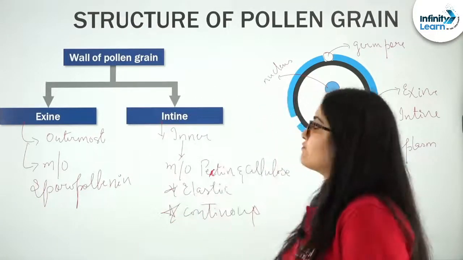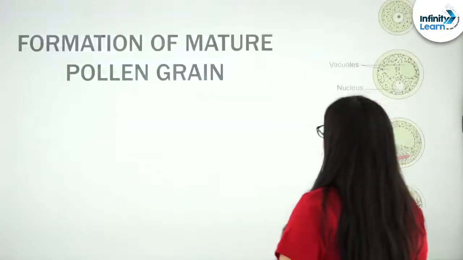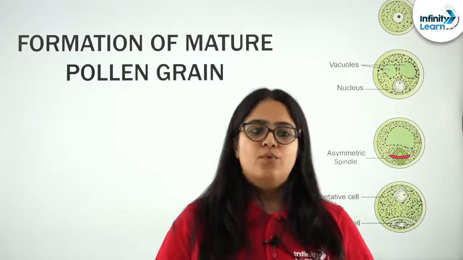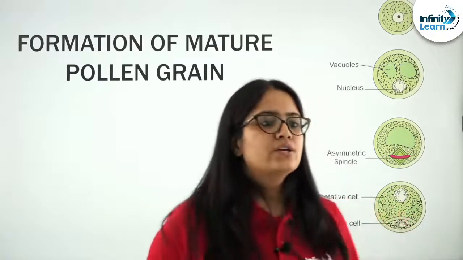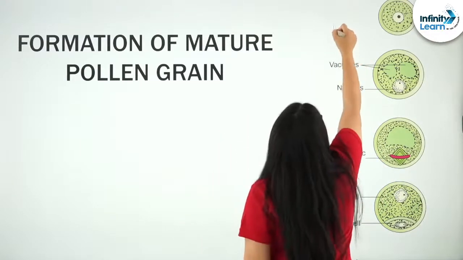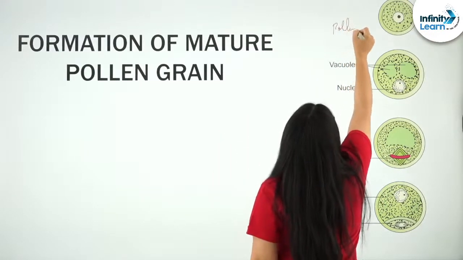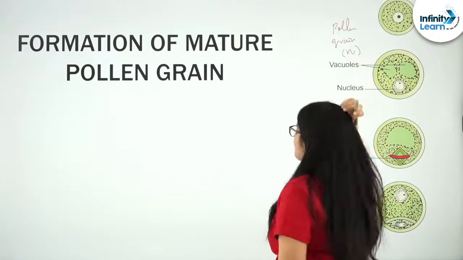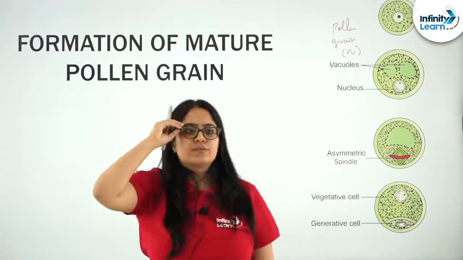Now, what do I have to discuss next? Next is the formation of a mature pollen grain, right? So, see here, students, what is this? This is a pollen grain, and not to forget, pollen grains are actually haploid. Why are pollen grains haploid, students?